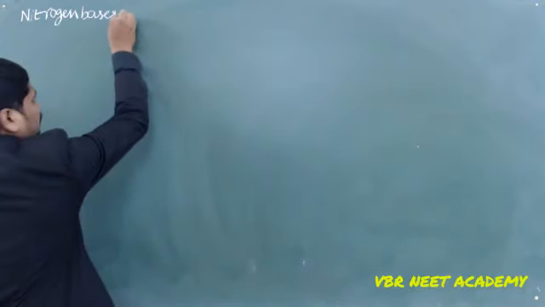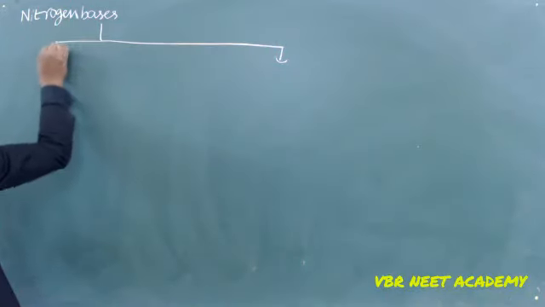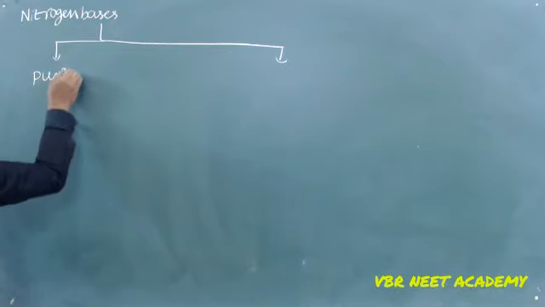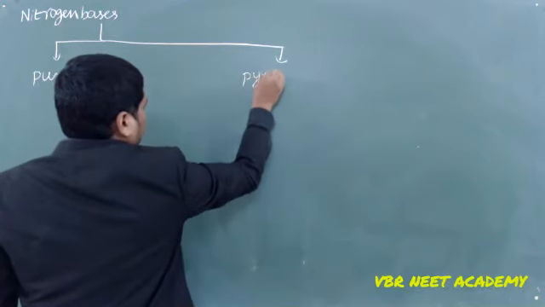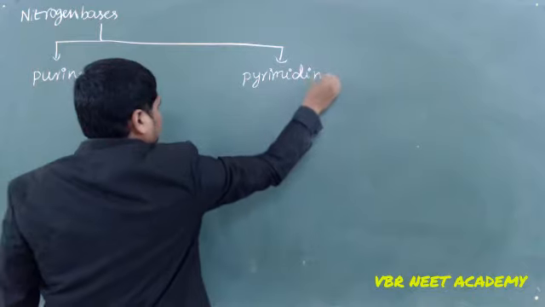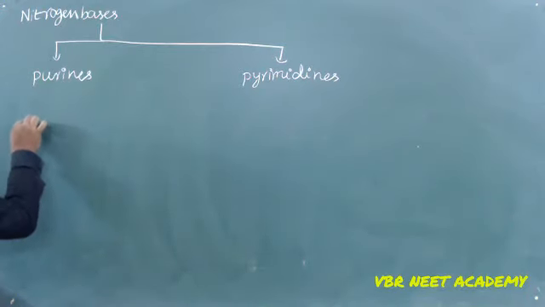So basically we are going to have two nitrogen bases: purines and pyrimidines. We are going to have purines and pyrimidines. Purines are the derivative of purine ring.